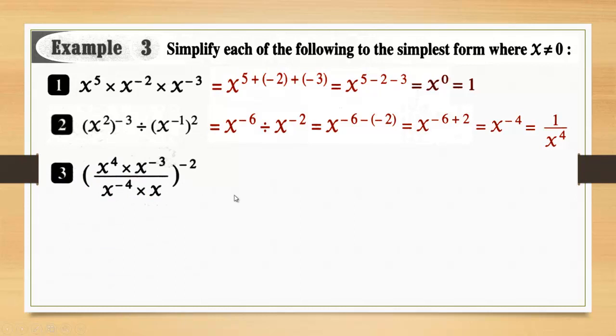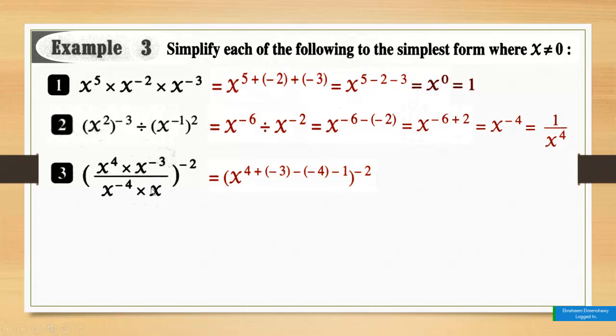Number 3: x power 4 times x power negative 3 over x power negative 4 times x, all power negative 2. Start collecting, put the base and start collecting all the powers. Multiplying, we will add the powers, and dividing, we will subtract the powers. So we will put the base x, 4 minus 3, negative 4, negative 1.